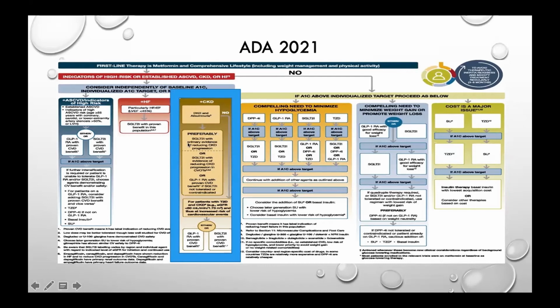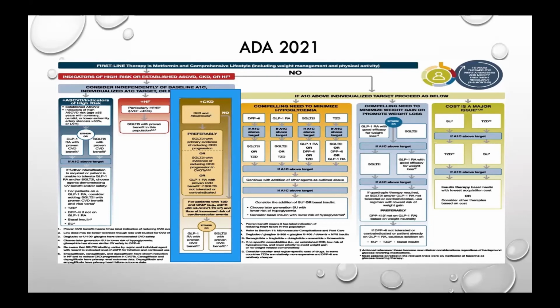So an SGLT2 with evidence of reducing CKD progression in the CVOTs, that is basically an SGLT2 that has primary renal outcome benefit, or the secondary benefit, even if in the CVOTs you have to take that into account, or a GLP-1 receptor agonist with proven CVD benefit if the SGLT2 is not tolerated or contraindicated, especially what can be a case in which the eGFR is very low.